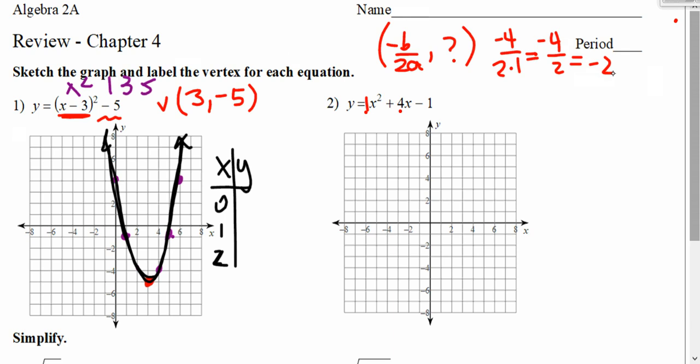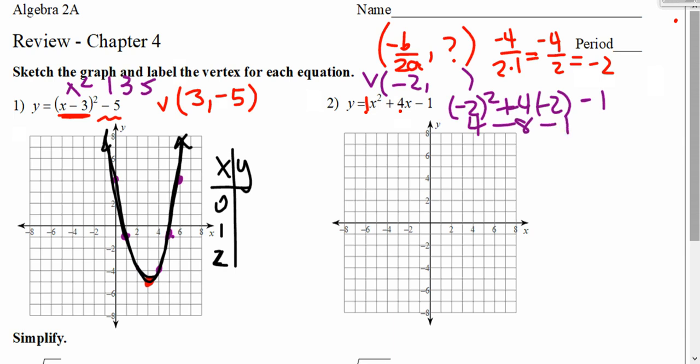So that tells me that my vertex is the point negative 2, comma, something. Okay, that's my vertex. How I find that something is by plugging into the equation. So plug in the negative 2. Negative 2 squared plus 4 times negative 2 minus 1. Negative 2 squared is 4. 4 times negative 2 is minus 8, and minus 1, that's negative 4 minus 1, that's negative 5. So my vertex is negative 2, negative 5.